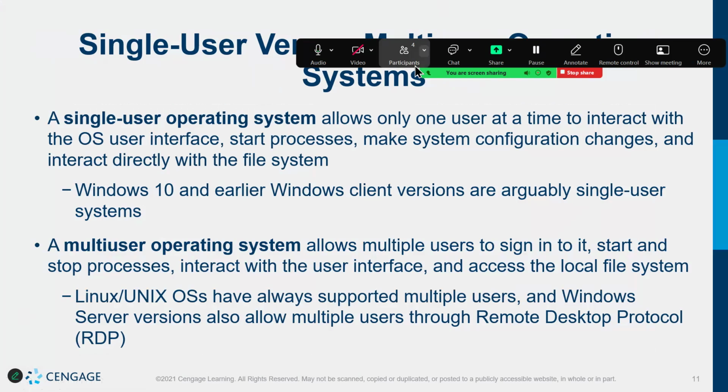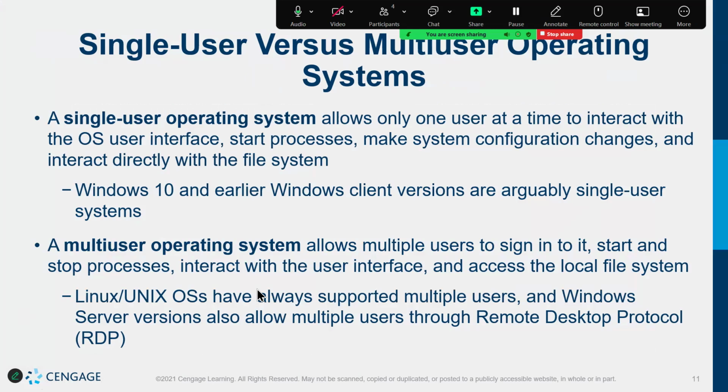All right. So here we have a single user versus a multi-user operating system, and we explain that. A single user operating system can only run one program at a time. Earlier Windows versions did that. It says Windows 10 and earlier Windows client versions are arguably single user systems. So one user, one device. Multi-user operating systems allow multiple users to sign in, start and stop processes, interact with the user interface, and access the local file system. Linux and Unix operating systems have always supported multiple users. In other words, these are server-based operating systems. So we have single user and server-based operating systems. Moving forward.